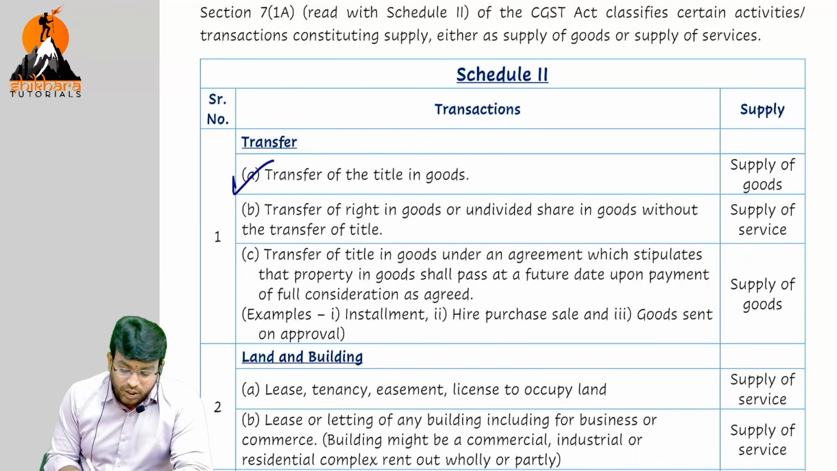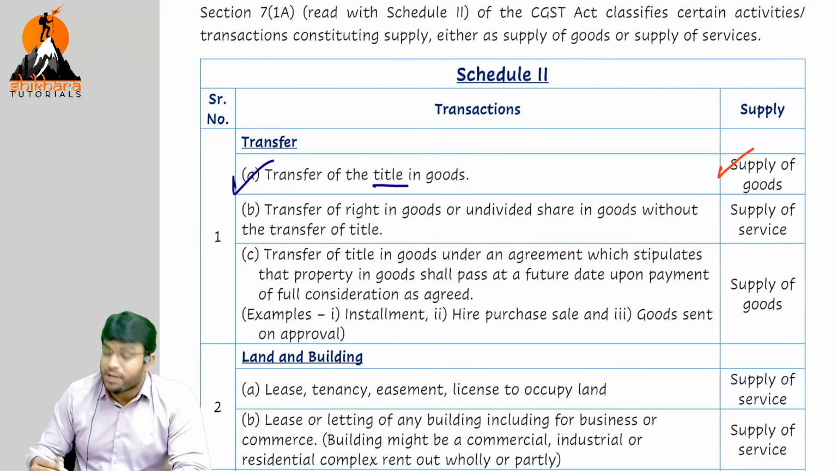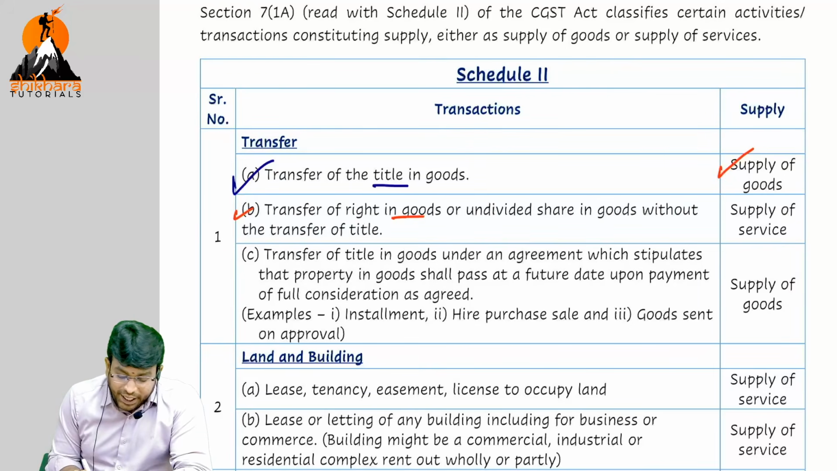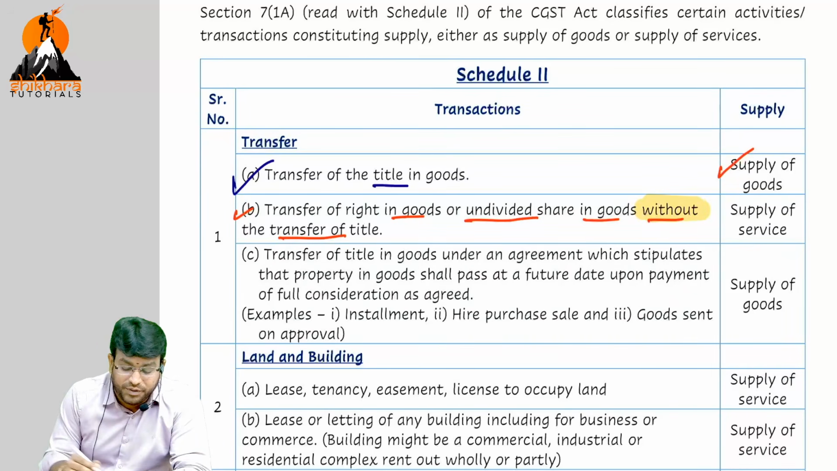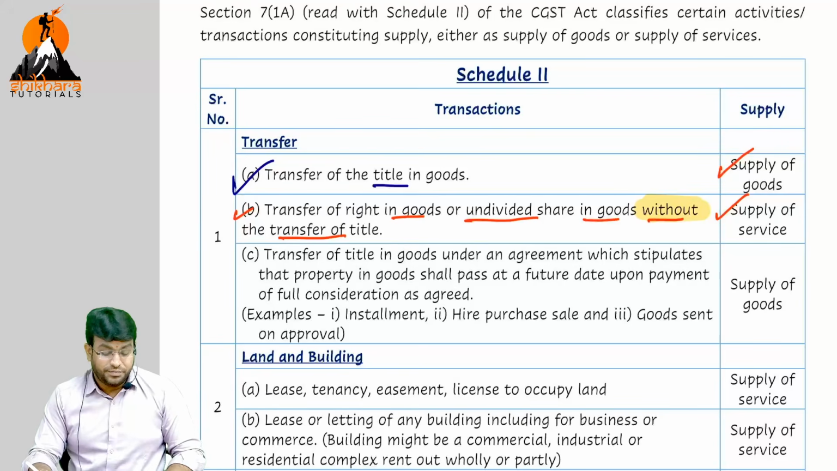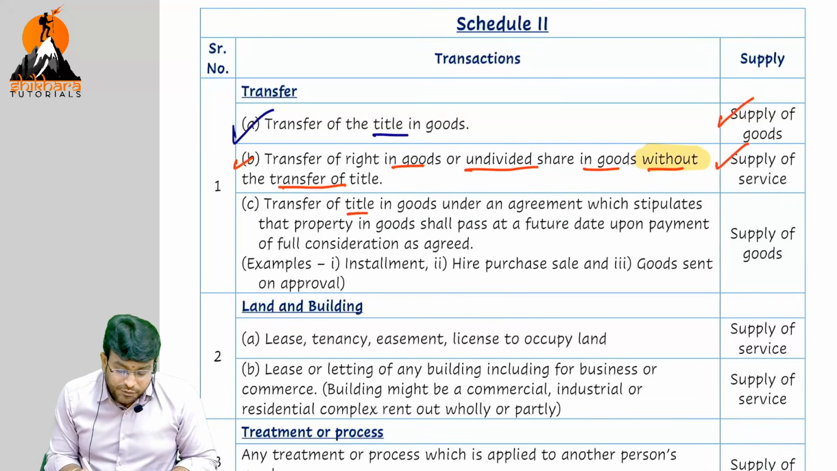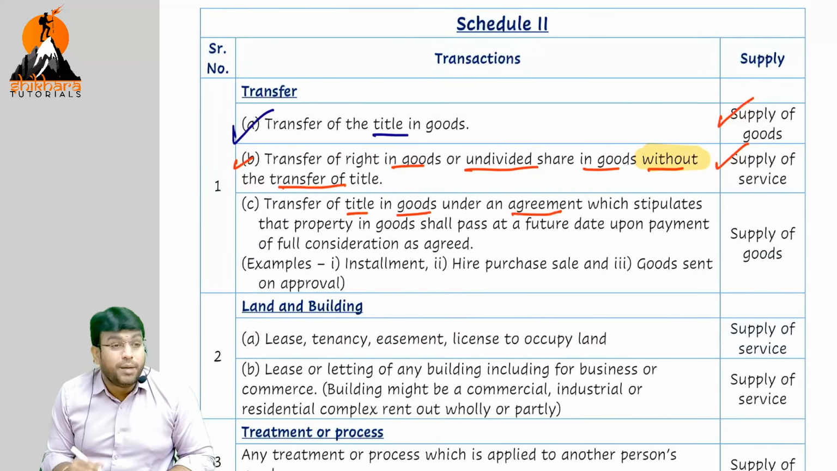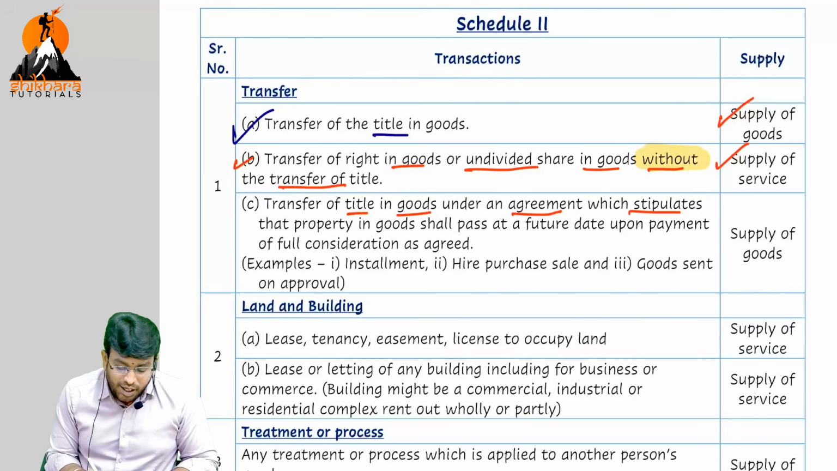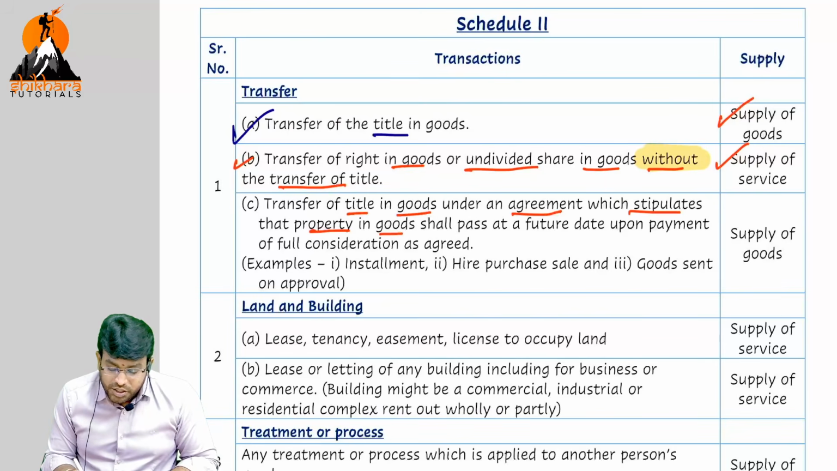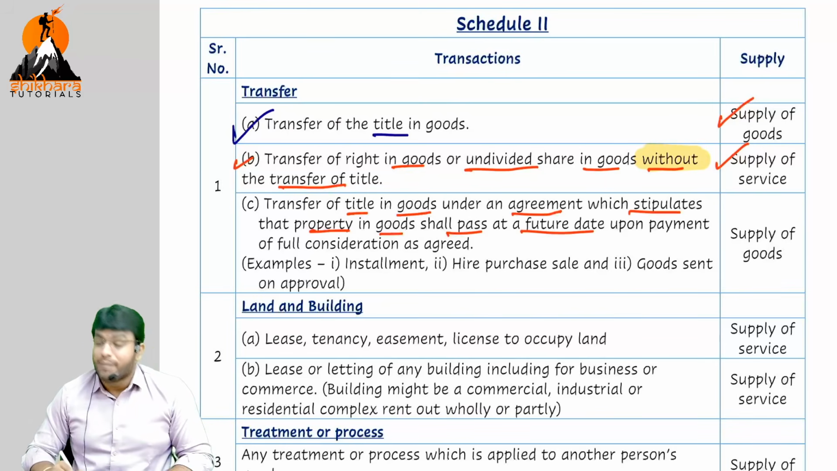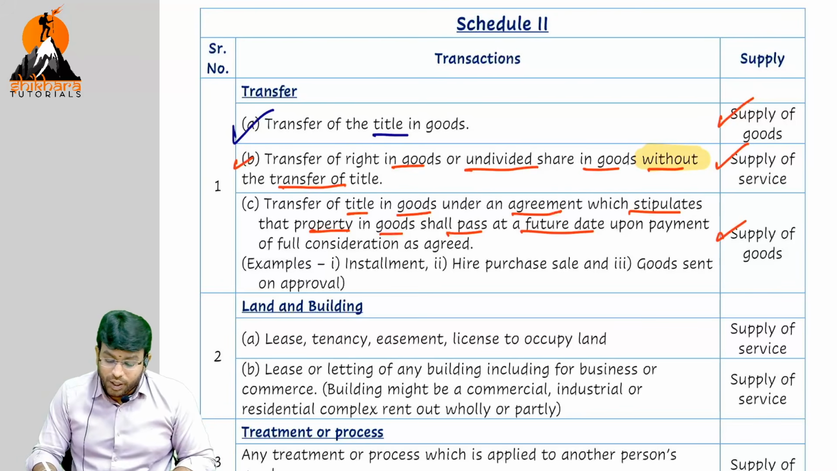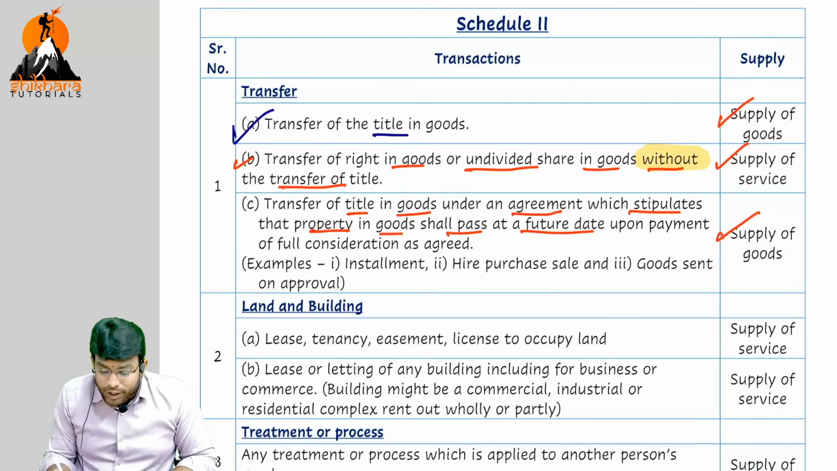Transfer of title in goods, obviously, what do you call it, my dear friend? Supply of goods. Transfer of right in goods or undivided share in goods without transfer of title, what do we call it? Service. Next, transfer of title in goods under an agreement which stipulates that property in goods shall pass at a future date. Example, hire purchase. That is also called what? Supply of goods.